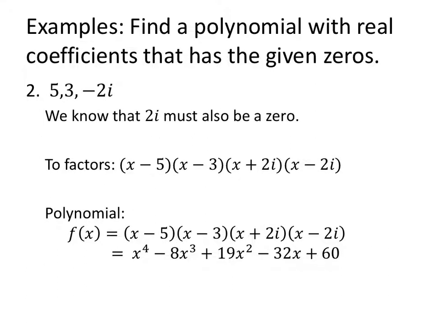If I have given zeros of 4, 3, and negative 2i, I know that the conjugate, positive 2i, must also be a zero. I turn my zeros into factors. My polynomial, I'll put an f of x in front of it. I would multiply my conjugates and get x squared plus 4, and then multiply by x minus 3 and take that result, and multiply by x minus 5, and we'll get our polynomial x to the 4th, right? 1, 2, 3, 4, makes sense. X to the 4th minus 8x cubed plus 19x squared minus 32x plus 60.